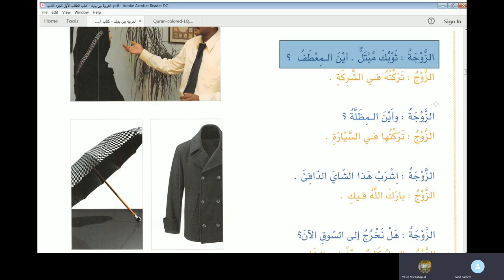Thawbuka, you already know what is thawb, like a long shirt, an Arabic dress. Muktalun means moist, damp, wet. So it's saying your thobe is wet. Where's your coat?